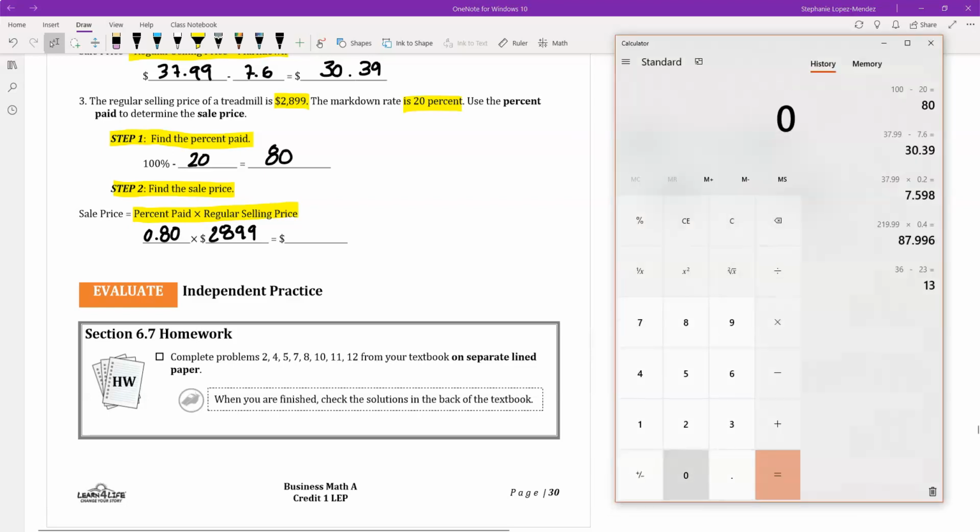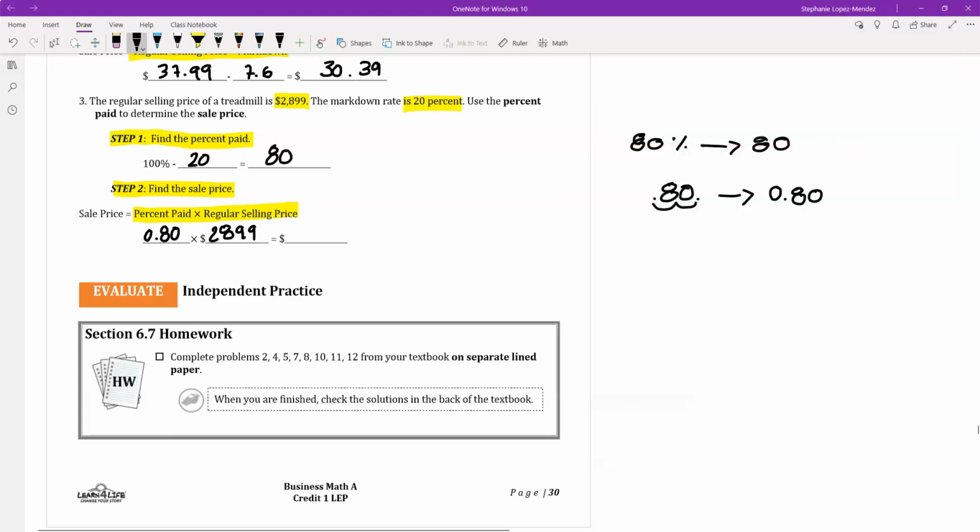We go to our calculator and we multiply 0.80 times $2,899. That is a total of $2,319 with 20 cents. So you write down $2,319.20, and that is our last result.